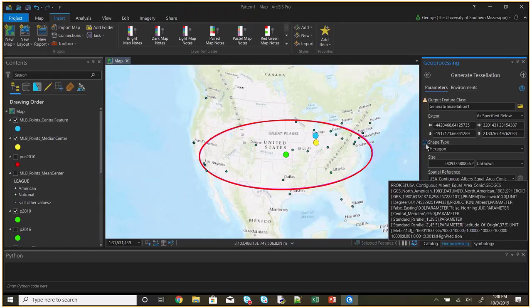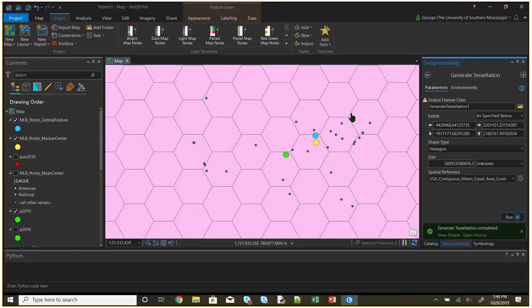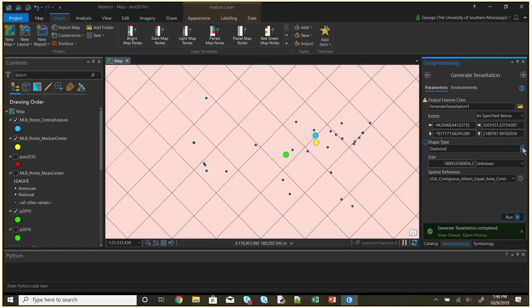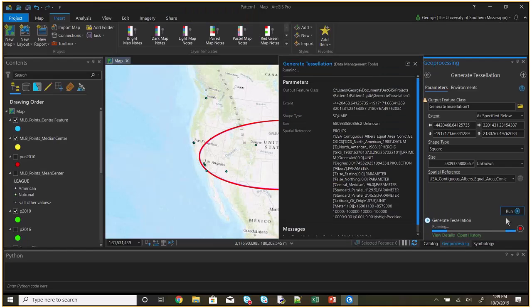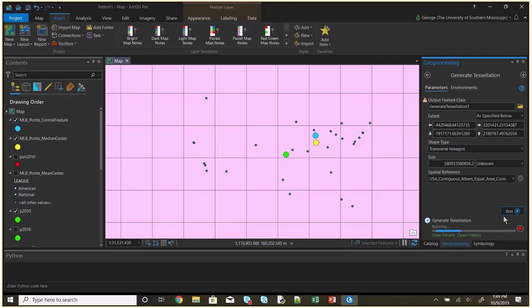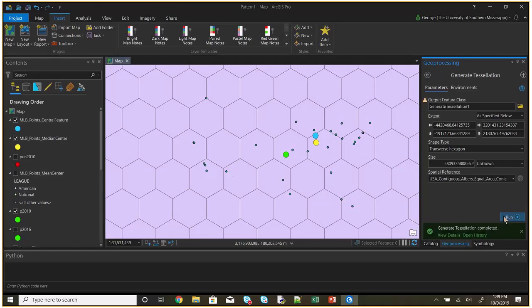Hexagons are by far the most commonly used, because they're the closest shape to a circle that can tessellate. A circle can't tessellate. There would be spaces if I did circles. But I could do diamonds, which are also known as squares that are tilted, and then transverse hexagons, which I think are just tilted hexagons. There are other sets of shapes that will tessellate.